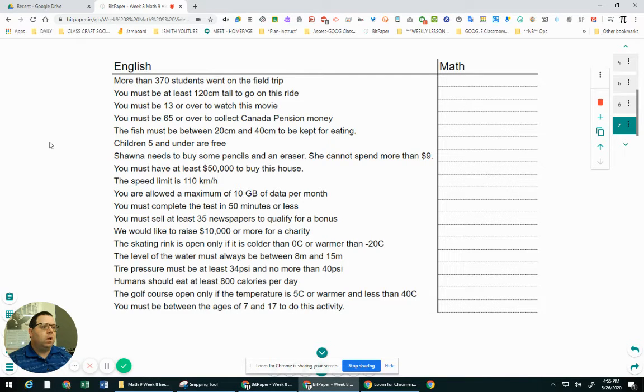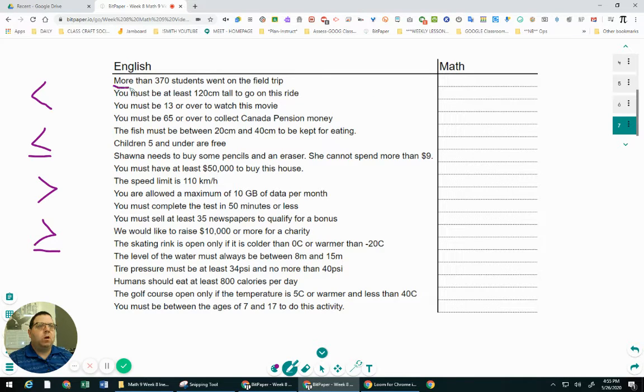Again, we're going to keep in mind what symbols we can use here, okay? Well, we can do the less than symbol. Let me just get back to my pen here. Less than, or equal to, greater than, or equal to. Okay? So let's start with the first one.